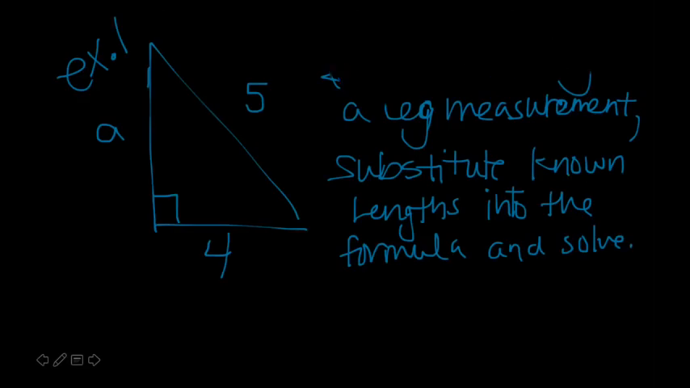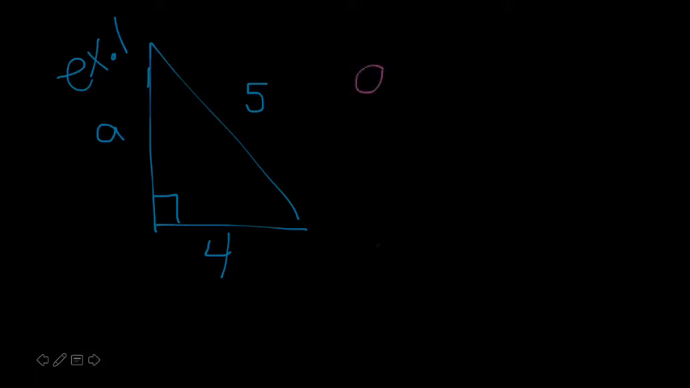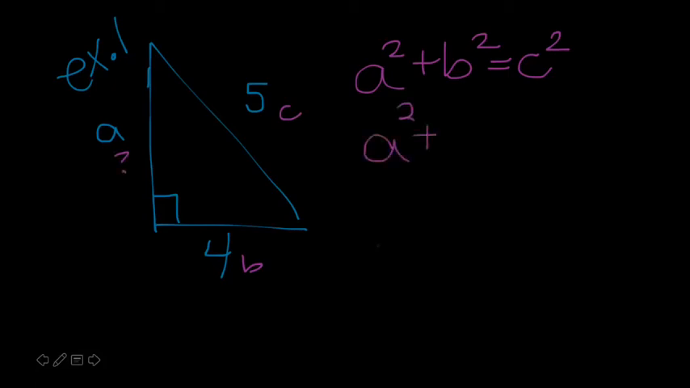Okay, so let me erase this. So underneath the note that we just wrote, we're going to work through this problem here. So if I have a squared plus b squared equals c squared, I know the b and I know the c. I don't know the a. So I'm going to keep the a squared. My b squared is going to become 4 squared. My c squared becomes 5 squared.